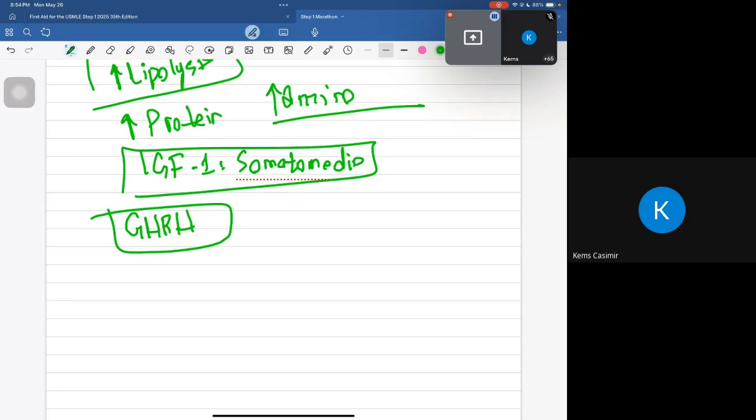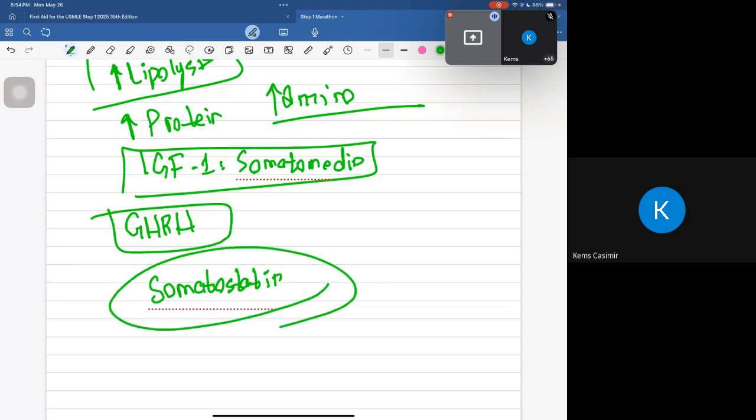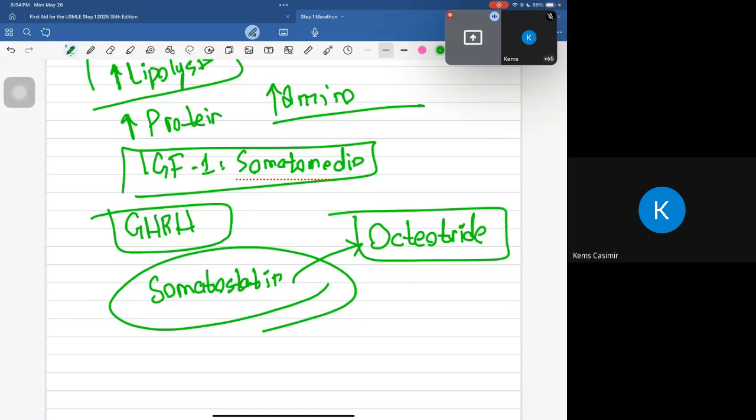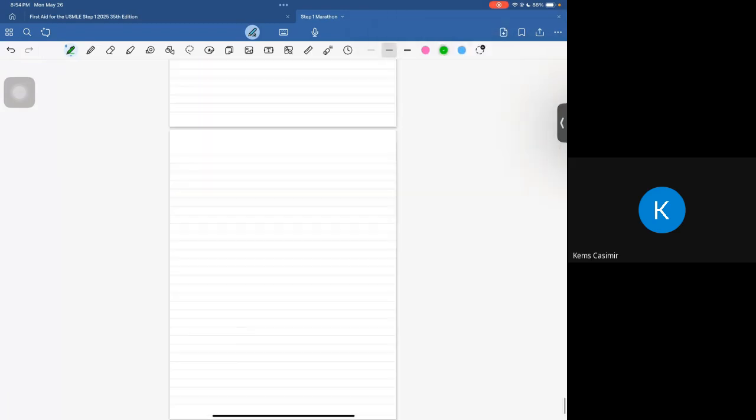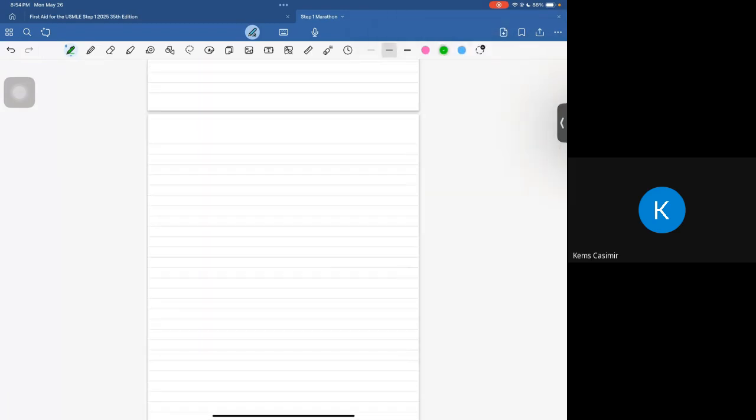At the same time, we have another hormone known as somatostatin, and it's going to decrease the secretion of growth hormone. There is another name for somatostatin that is very common and used in real life as well, and that is octreotide. So whenever a patient has an increased amount of growth hormone, we are going to give the patient octreotide, and that is going to decrease the amount of growth hormone.